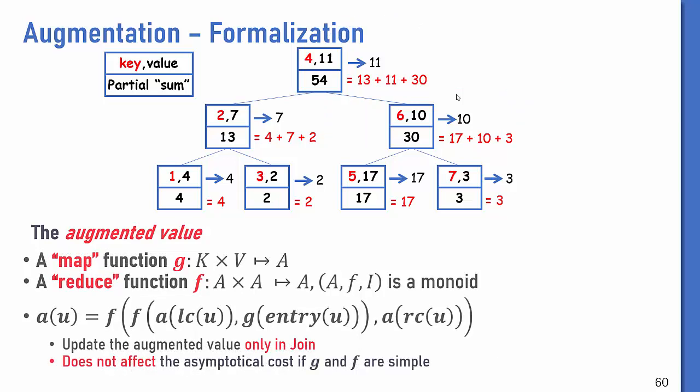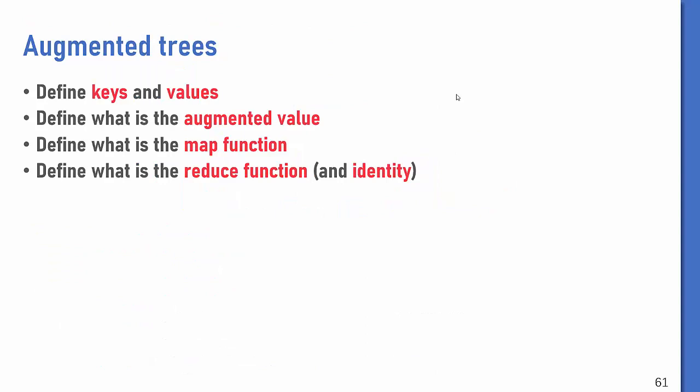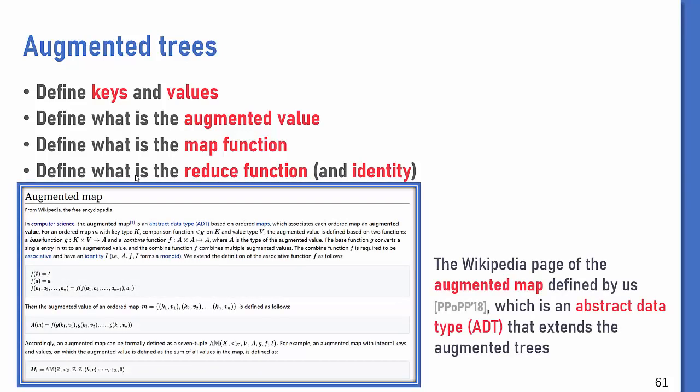And also, as long as G and F are simple enough and only need constant cost, the asymptotical costs of the algorithms are not affected by augmentation also. So to implement an augmented tree or to use an augmented tree in PAM, we only need to define the keys, the values, the augmented value, and then we need to specify the two functions G and F respectively. And that's all. In fact, we can generalize this to any ordered maps.